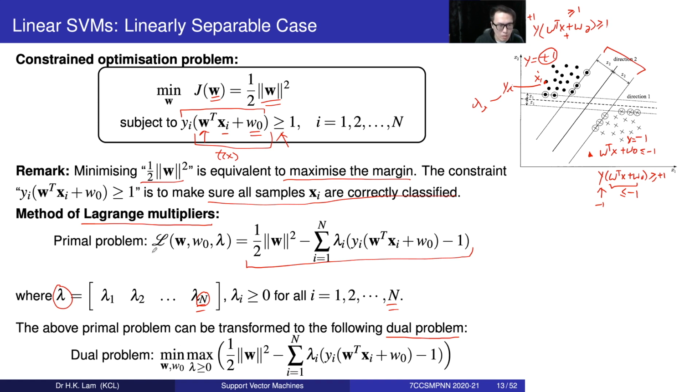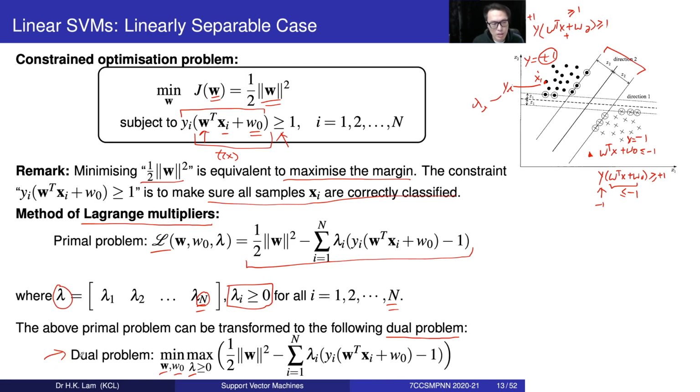Minimize the L subject to W and W naught. At the same time, we want to maximize this cost with respect to the Lagrange multiplier, lambda I, which must be greater than or equal to 0. So this is once we find lambda, and then later on you will find out that once we find lambda, we can find W as well as W naught.